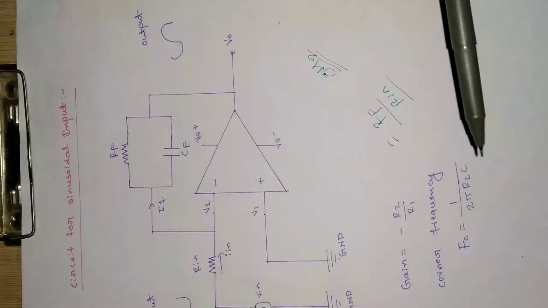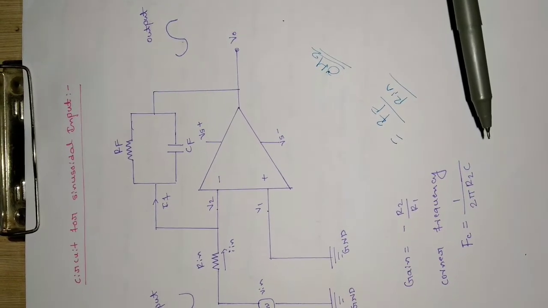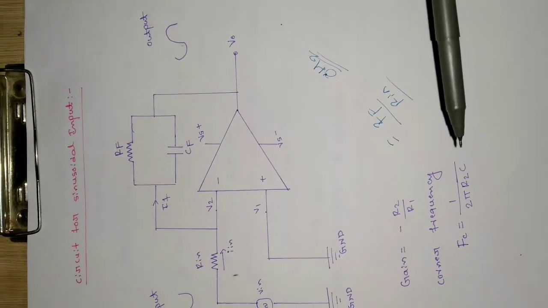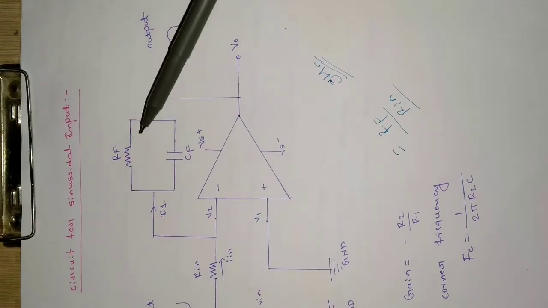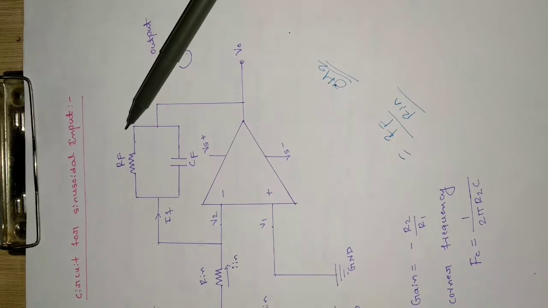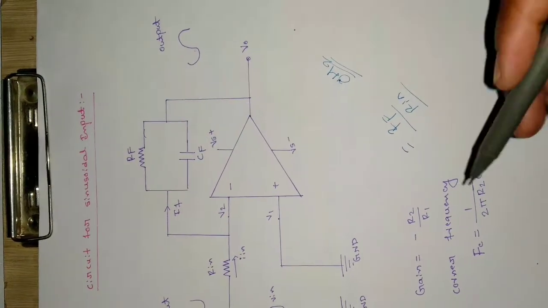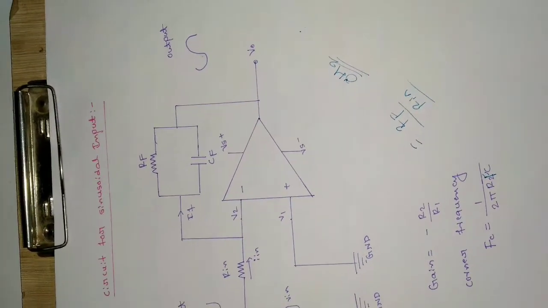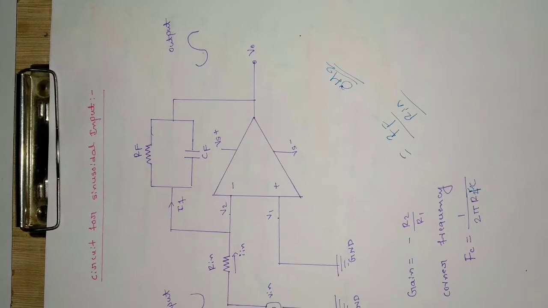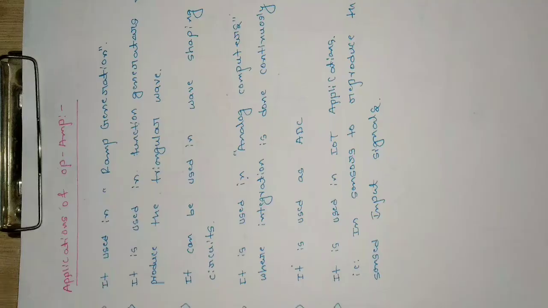Okay, and the most important factor, the corner frequency, is given by 1 divided by 2 pi R2 C. So remember guys, it does not depend on Rin, it depends on the feedback resistance, that is RF, or in this case I have taken it as R2. So I should change it to RF. This is the corner frequency, or the highest frequency which can be achieved.